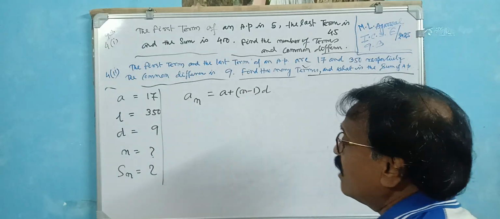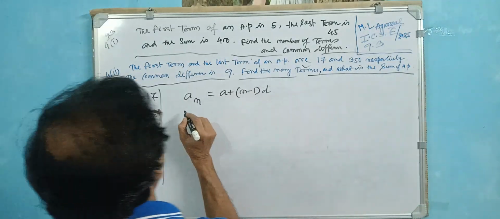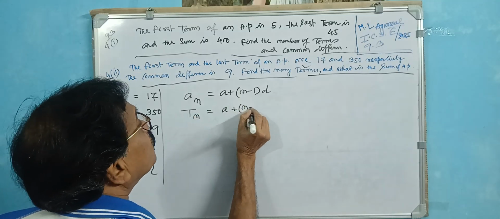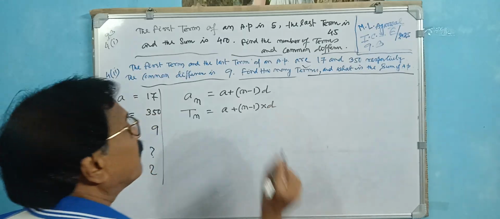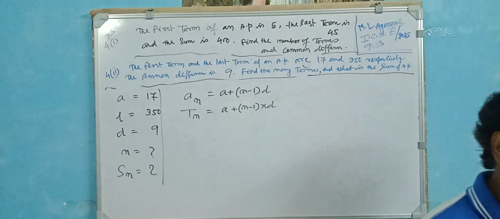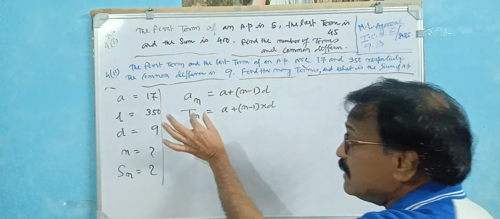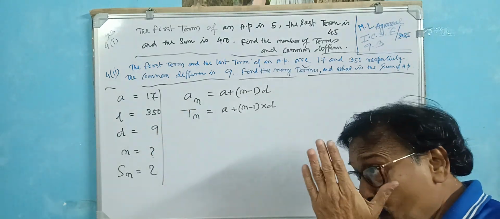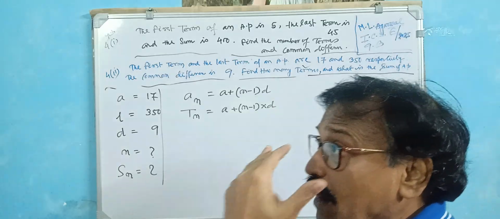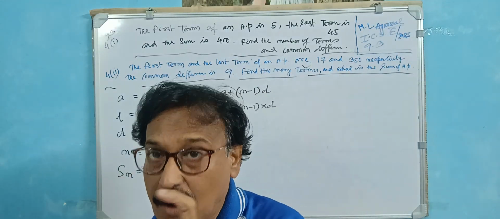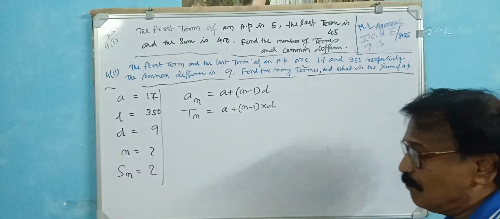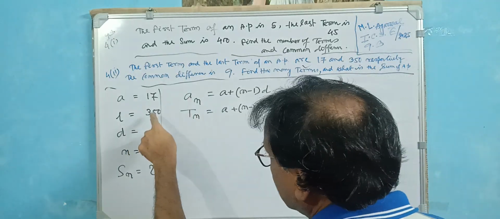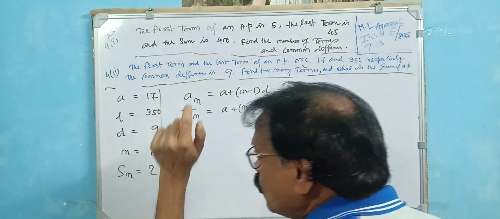Here is actually the general formula. You know the last term: Tn is equal to a plus n minus 1 into d. Here T means the value of the last term. And your target is to find out the n, the number of terms. This is the value of the last term.